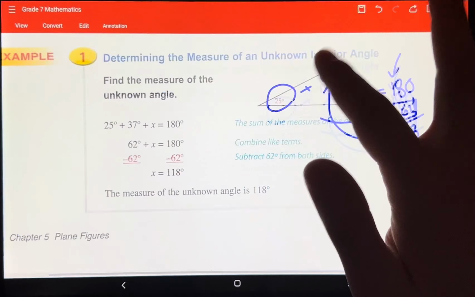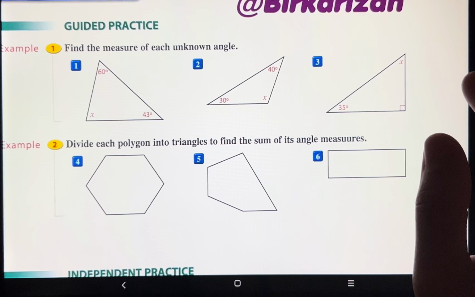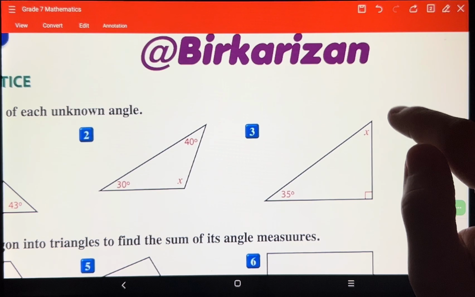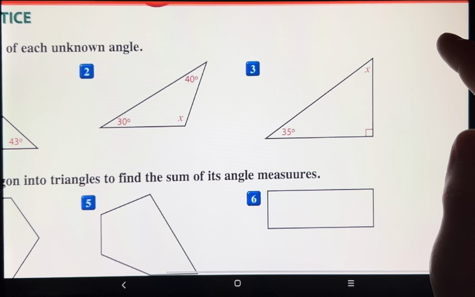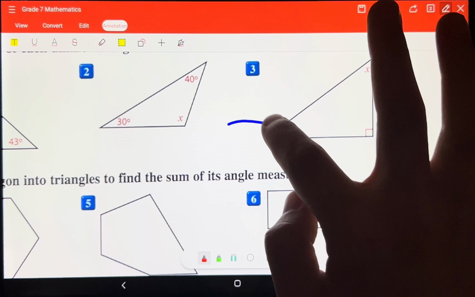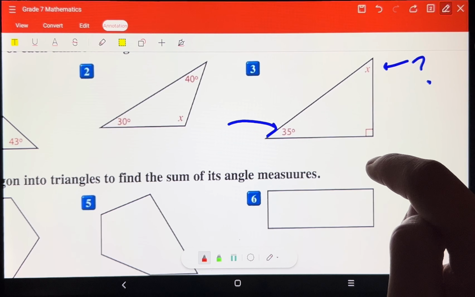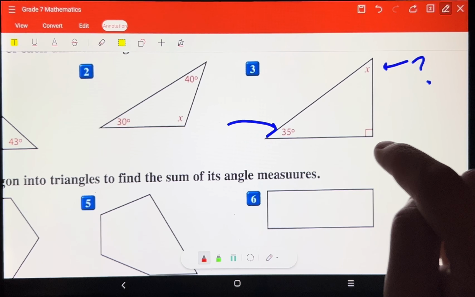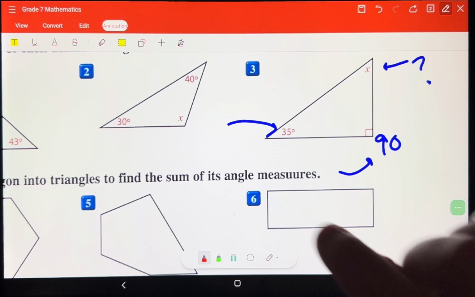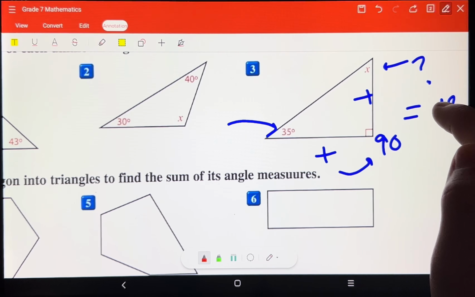Let's solve another question, question 3. Many students will say, but Miss, in question 3 only one angle is given. What about the other two? I have to find x. That square is a right angle, which means it measures 90 degrees. So this is already given, and 35 is also given. Add them up, and the sum of the three angles equals 180.